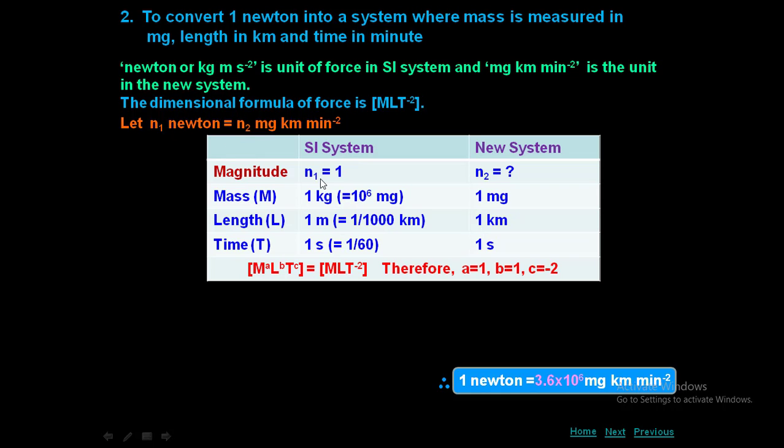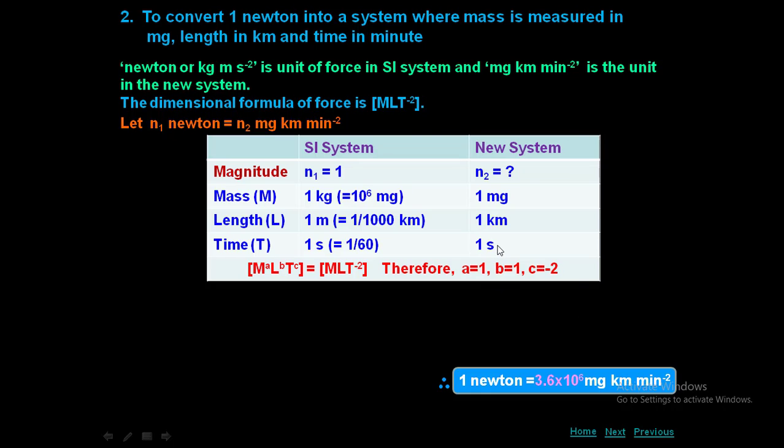Again have the table. The magnitude of n1 is 1, n2 we have to determine. Mass is in kg, so convert this kg into milligram. So you are going to have 10 to the power 6, because 1 kg is 1000 gram, and again 1 gram equals 1000 milligram. So 10 to the power 6 milligram, and M2 is 1 milligram. Meter: whenever you have meter, convert that into kilometer, because our required unit is kilometer here. So 1 by 1000 kilometer. Time is 1 second, but we have to convert it into minute. So 1 by 60.